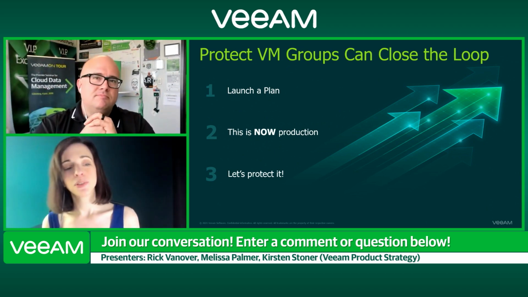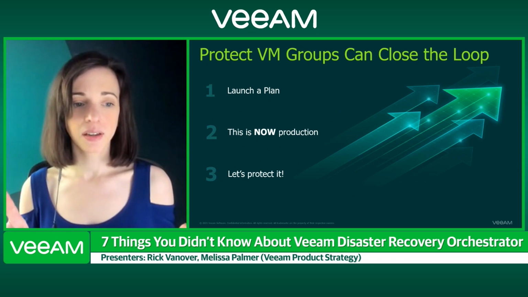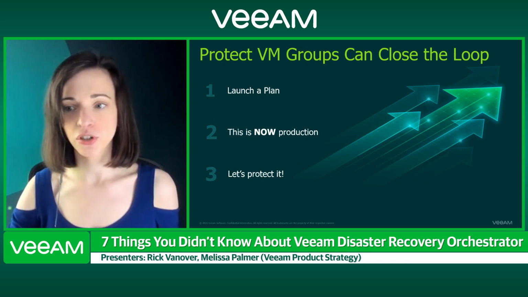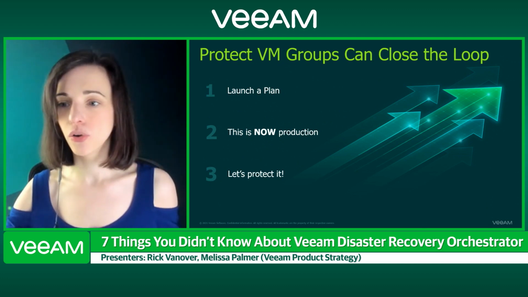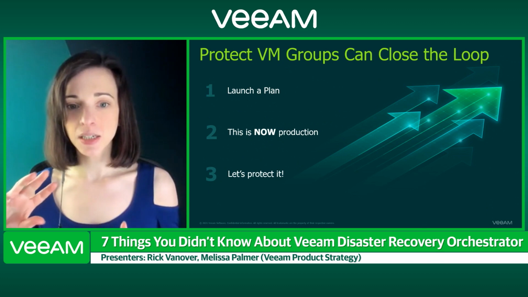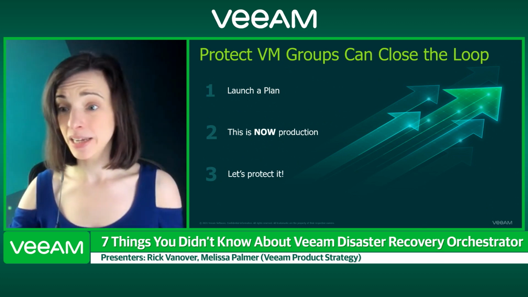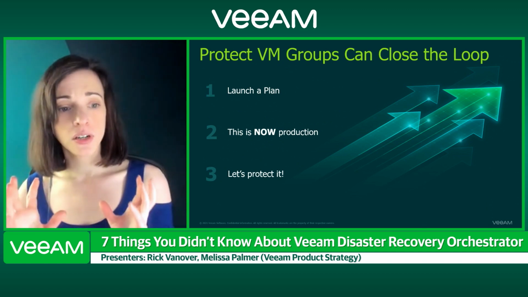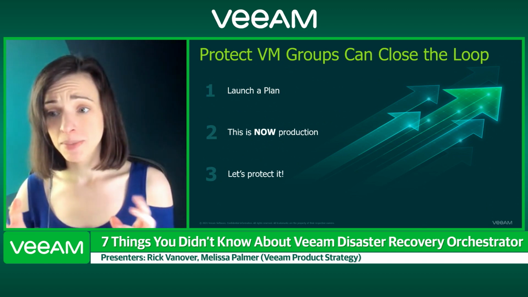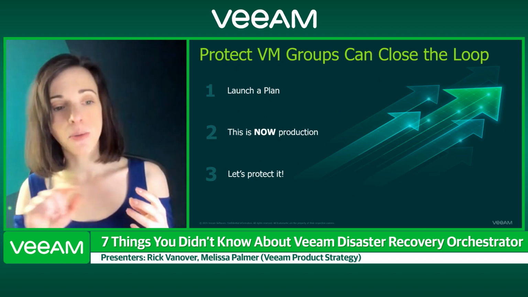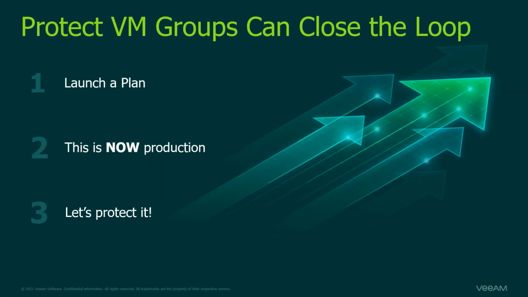So it's a couple different things. One thing that's really important to remember is, okay, I launch an orchestration plan, I fail over, and that's now production. So I need to be protecting that data like I would my production data. And this can happen a couple different ways. You can create backup and replication jobs on the back end, tell backup and replication they should be orchestrator jobs. And when you go and create that plan, you'll see a step, protect VM group.